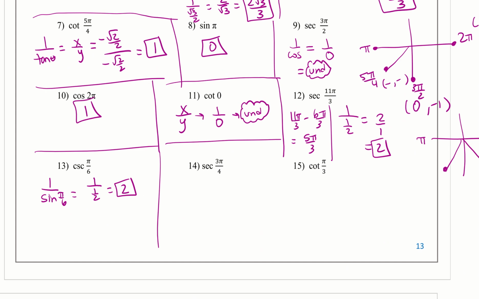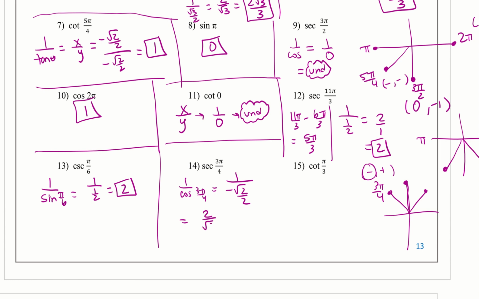Secant of 3 pi over 4. So this would be 1 pi over 4, 2 pi over 4, 3 pi over 4 is right here. In this quadrant, my values are negative and then positive. And these are root 2 over 2s. All pi over 4 angles are going to be root 2 over 2 for both x and y. I want the reciprocal of the cosine of 3 pi over 4. So this is 1 over negative root 2 over 2. So this is 2 over root 2 as a negative. When I rationalize this, there's some simplifying here. This would be negative 2 root 2 over 2, which is negative root 2.